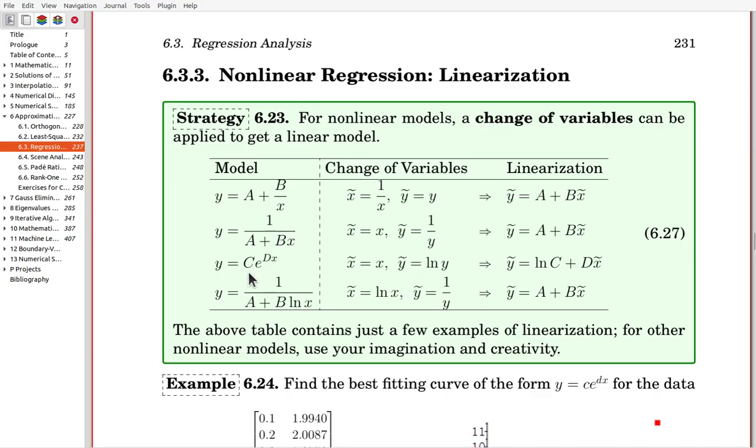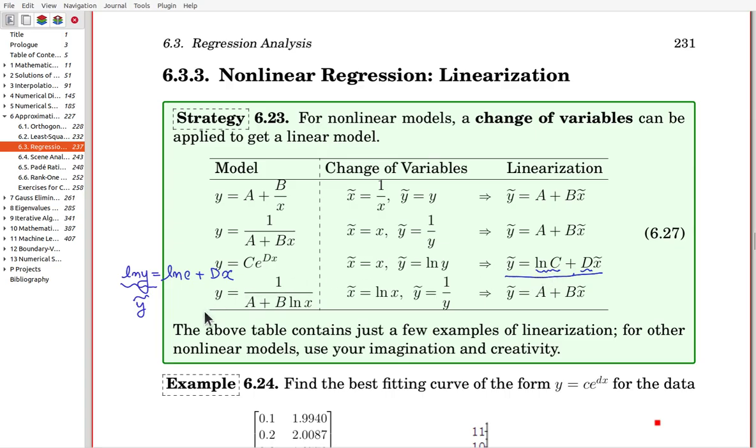For this model, c times e to the dx, we take the logarithm on both sides, then that will become logarithm y equals logarithm c plus dx. We introduce this as y tilde, and logarithm c, and now dx. Then x tilde is x, and that is exactly this one. So we can find logarithm c itself and d through the least squares formulation. Then after getting logarithm c, you can recover c, right?